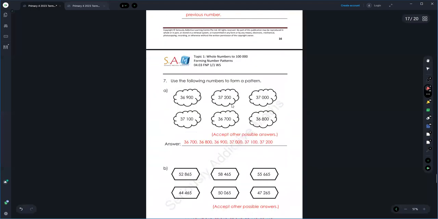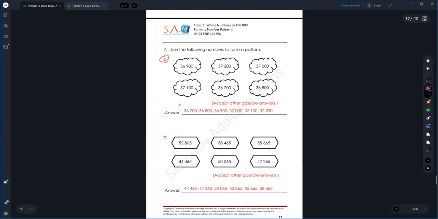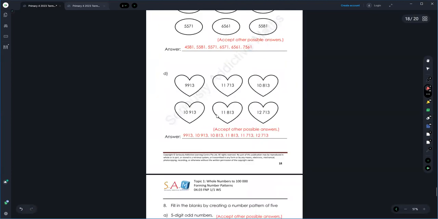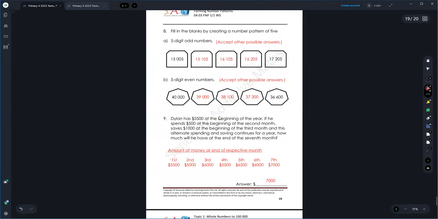For this one, they're supposed to form a pattern. So maybe do one question with them. You can collaborate and co-work with them. Ask them how they can arrange it so that they can form patterns here. Okay, possible answers, and let's see.